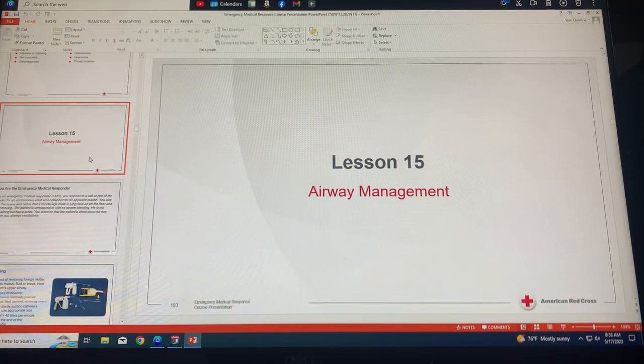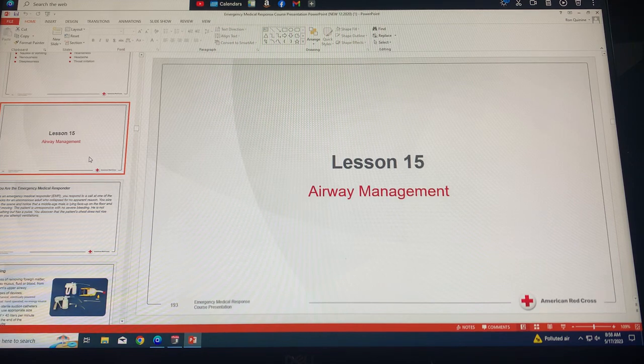Lesson 15, Airway Management. Although most of the care you provide will not require the use of breathing devices or airway adjuncts, in some situations they can be used effectively as part of your care. Breathing devices and airway adjuncts can assist with helping maintain an open airway, ventilating a patient, and administering supplemental oxygen.